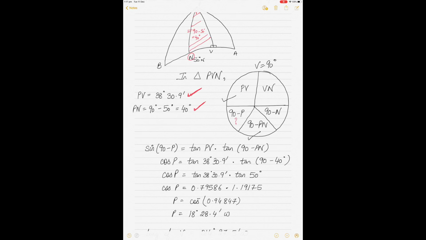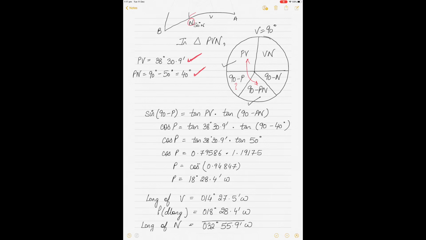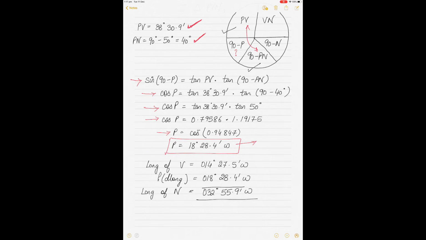All I need to do is find out P, include these three in the same equation, two knowns and one unknown. Transpose it here, we use tan of adjacents. Sin 90 minus P is also equal to cos P. Put in the values here. What you should be getting for P is 18 degrees 28.4 minutes. Now this P, like I've explained before, gives you the D long between the vertex and the point N.